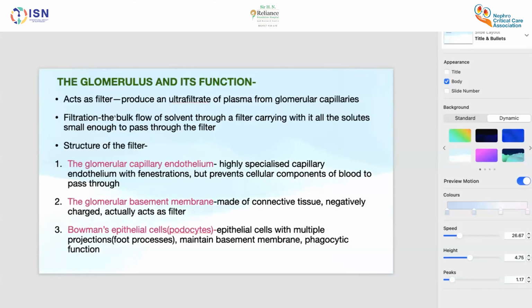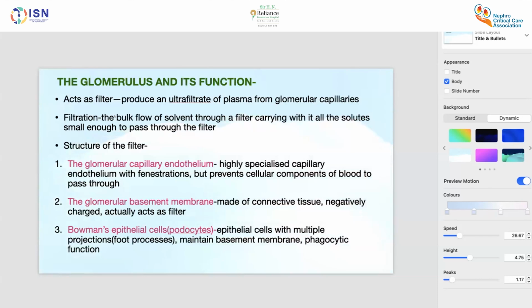Then we see the glomerulus and its function. The glomerulus acts as a filter, which produces an ultrafiltrate of plasma from the glomerular capillaries. Filtration is the bulk flow of solvent through a filter, carrying with it all the solids small enough to pass through. The structure of this filter consists of the glomerular capillary endothelium, the glomerular basement membrane, and Bowman's epithelial cells, also called podocytes.